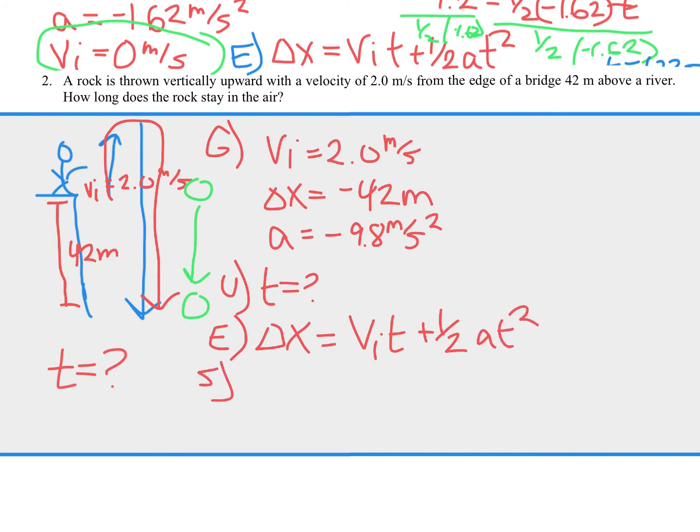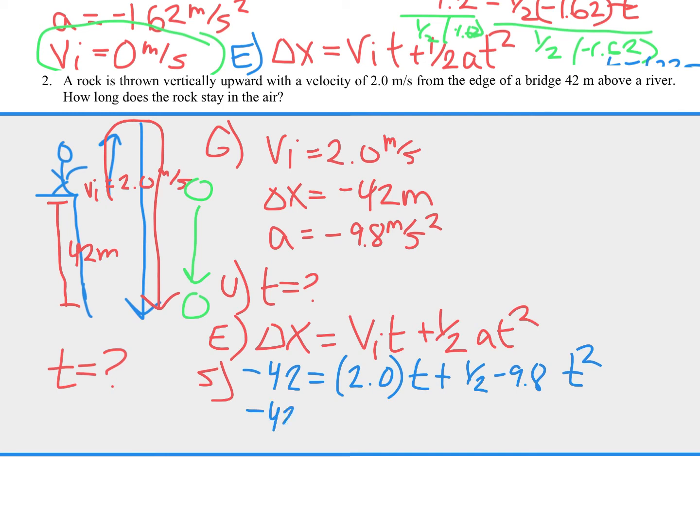All right, let's start plugging in for that. When we plug in for that, we're going to see something that we aren't going to be too particularly excited about, but let me put it in together here. So velocity initial is 2.0, time I don't know, plus 1/2 negative 9.8 t squared. We start setting this up and cleaning it up a little bit.